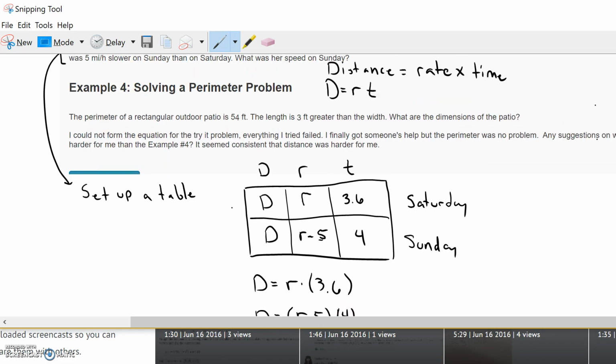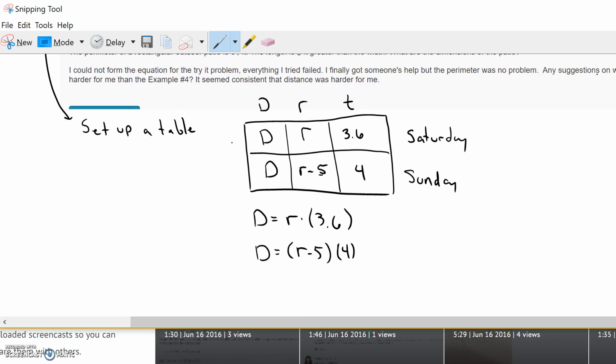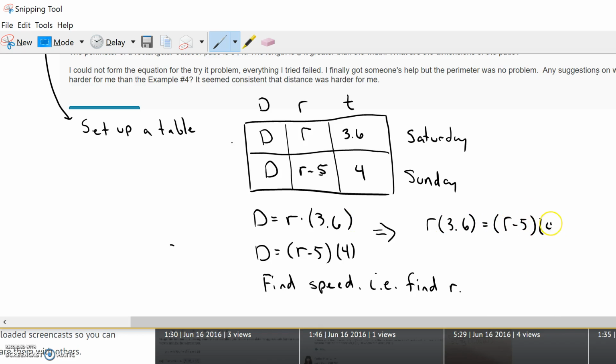So we have these two equations. Now the thing that they want to know is the speed. So we want to find the speed, which in other words, we want to find R. So in the way that we can find R, notice that this D here and the D in the second equation, they're both the same D. So I can actually set these two equal to each other, meaning I could say that R times 3.6 is equal to R minus 5 times 4.